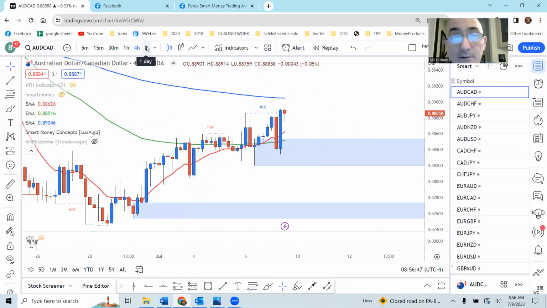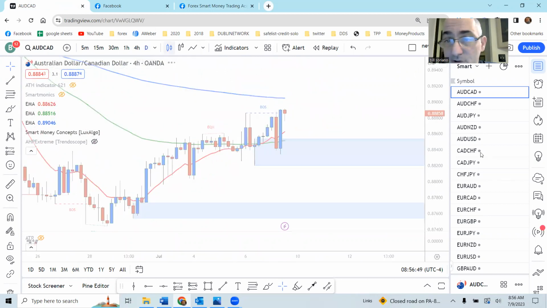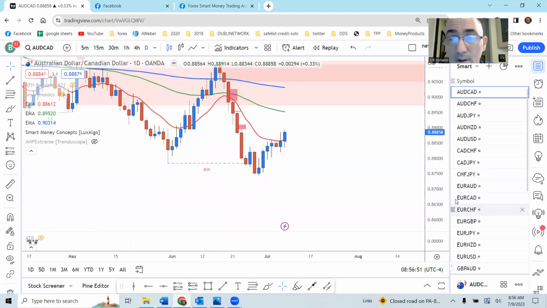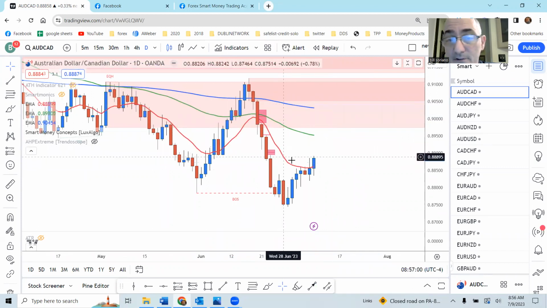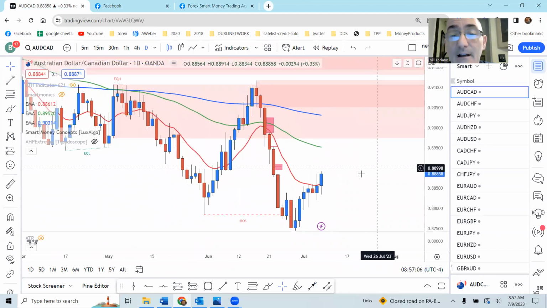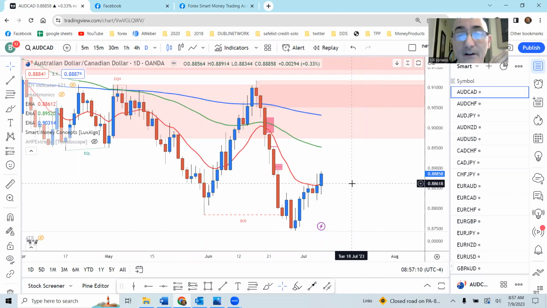So the first thing we want to do is when we get to a pair, we go to the daily chart and we say to ourselves, okay, what is the trend bias? We also have a 13-day EMA, a 62 EMA, and a 200 EMA. The 13 is the red line, the 62 is green, the 200 is blue. This sometimes will help us identify the trend when it's a little bit harder to identify.